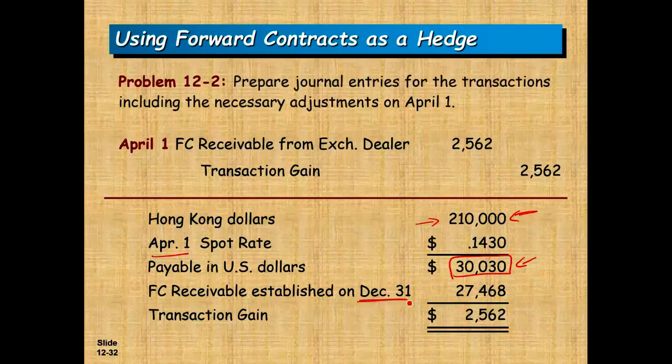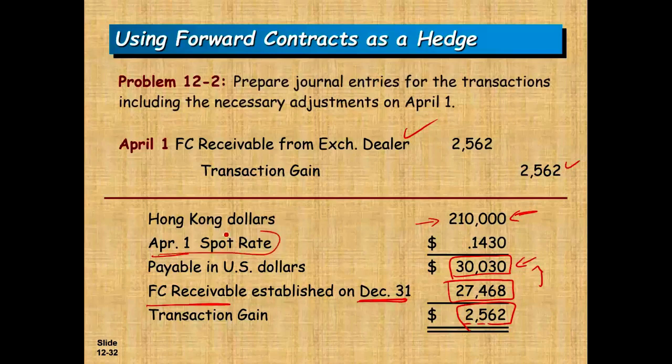So what does that mean? My forward contract was worth, as of December 31st, 27,468. Therefore, my asset is going to go up by $2,562. I debit my receivable and I credit my gain. Once again, the spot rate and the forward rate are equal to each other. Simply put, my forward rate and the spot rate are the same on that date. And thank God I entered into this contract.